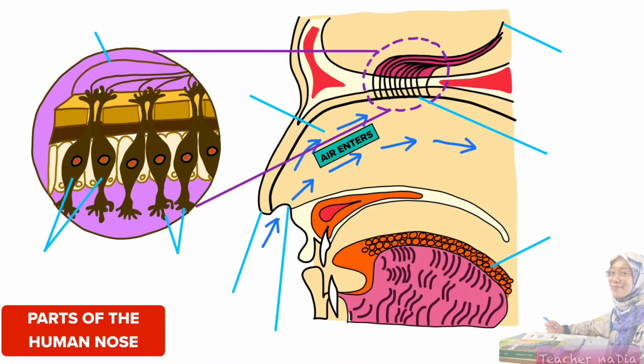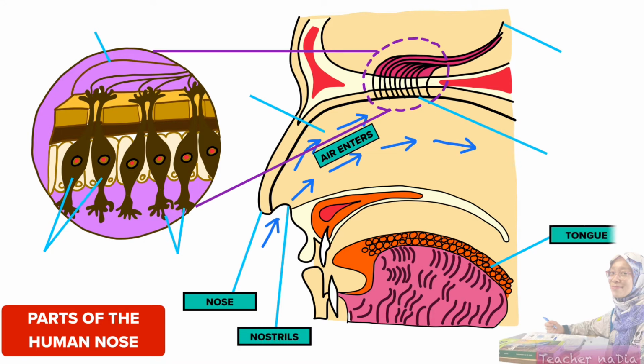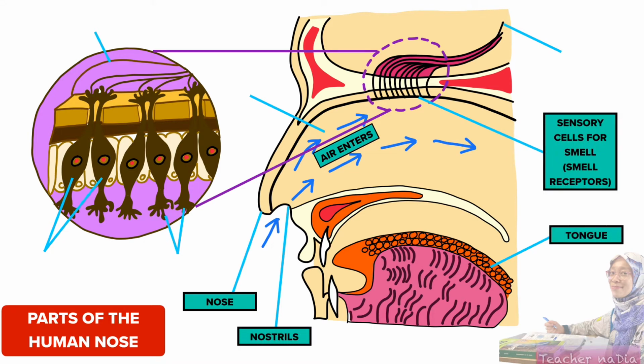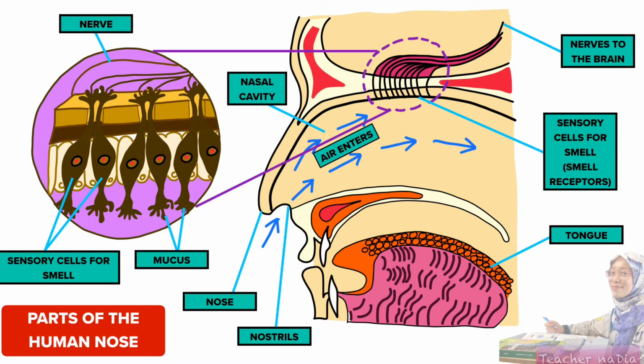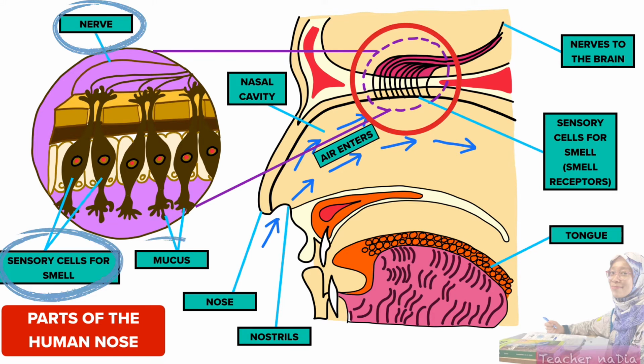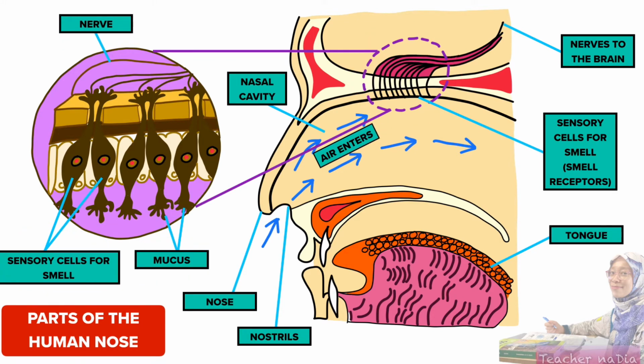So, in our nose we have nostrils, sensory cells for smell or smell receptors, nerves to the brain, and also the nasal cavity. If we enlarge the part of sensory cells, we can see the nerve, sensory cells for smell, and also mucus in it. So the arrow shows the air enters the nose from the nostrils.